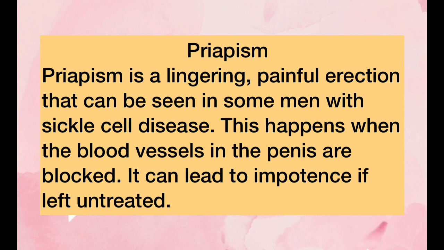We also have priapism. Priapism is a lingering, painful erection that can be seen in some men with sickle cell disease. This happens when the blood vessels in the penis are blocked. It can lead to impotence if left untreated.